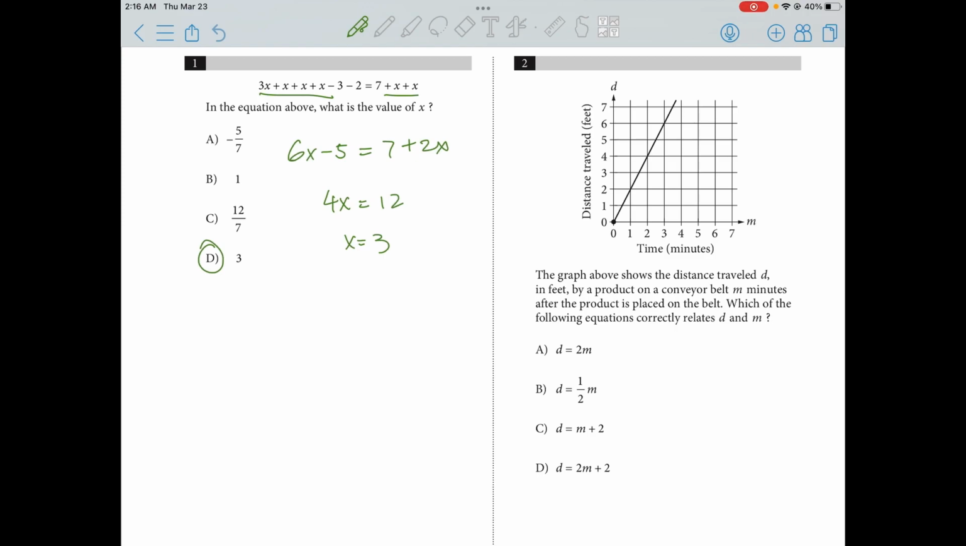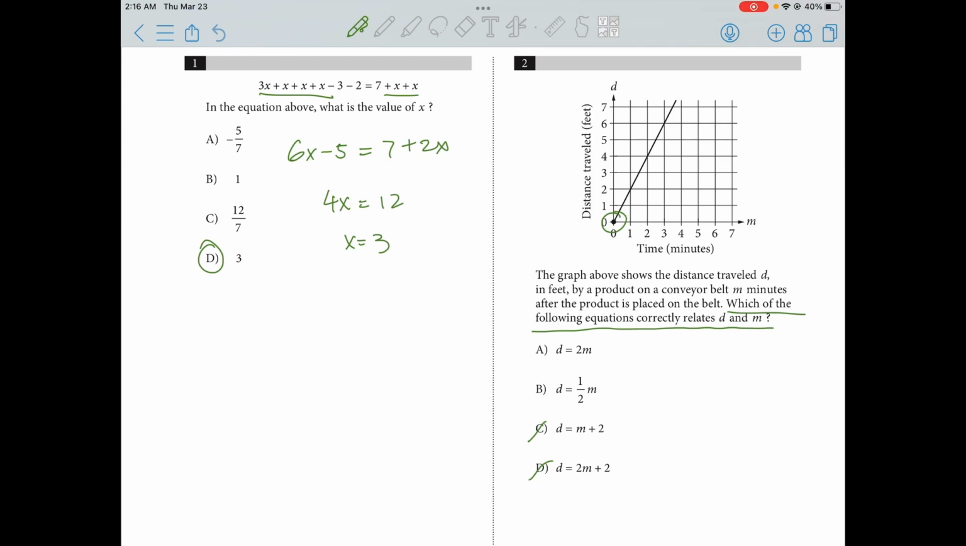Looking at number 2, which of the following equations correctly relates D and M? And looking at the answer choices, they want us to find slope. Now, we can see that we have a y-intercept at 0. That means C and D are incorrect since they have y-intercept at 2. So now all we have to do is find the correct slope.